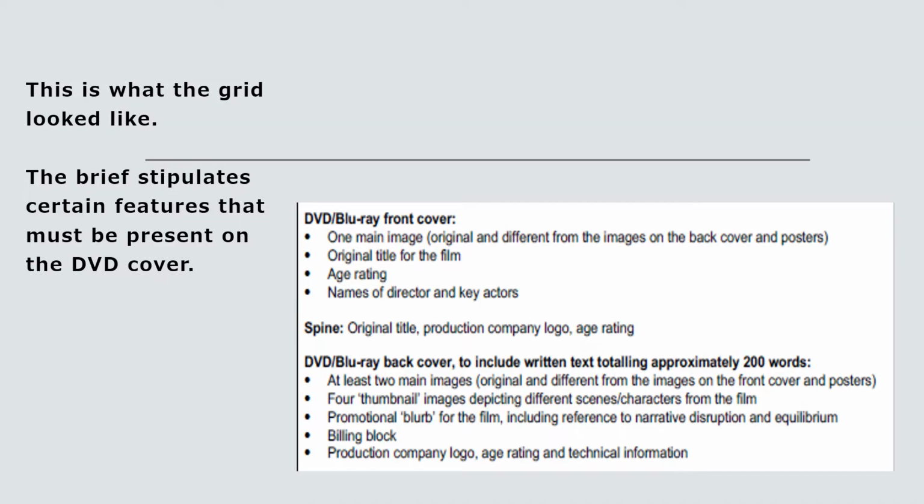First of all, we're going to focus on the DVD cover itself and the bullet point list or checklist the exam board include for what to include in each part: the front cover, the spine and the DVD back cover. Please pause the video to take a look at these bullet points and check off your own response in its draft form to check you have included all the elements the brief stipulates.